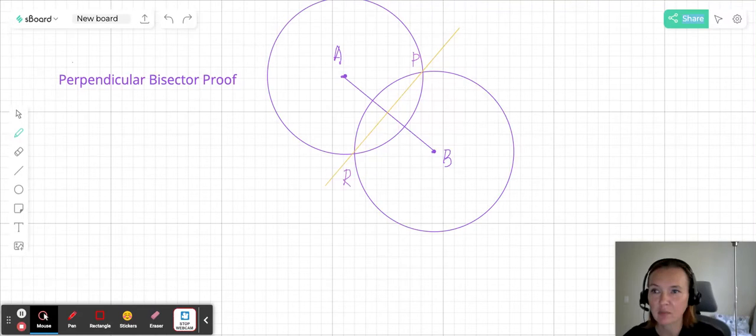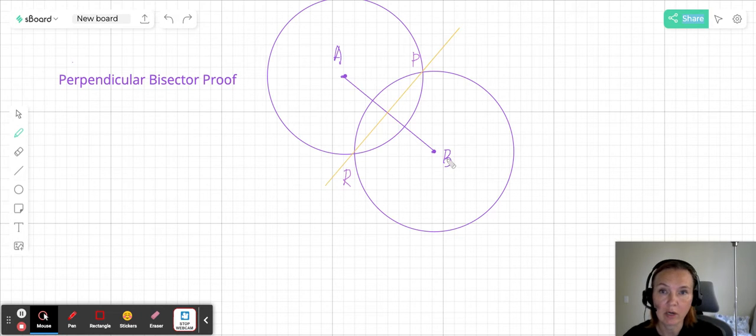Hi everyone, today's proof is about perpendicular bisector. It is a very common construction when you need to construct a perpendicular bisector of segment AB. You construct two circles or just arcs with the same radius, that's important, with center at point A and center at point B. Then when they intersect at points P and R, you draw a line, and that line is supposedly the perpendicular bisector of segment AB.